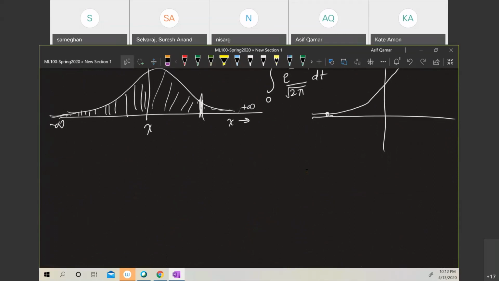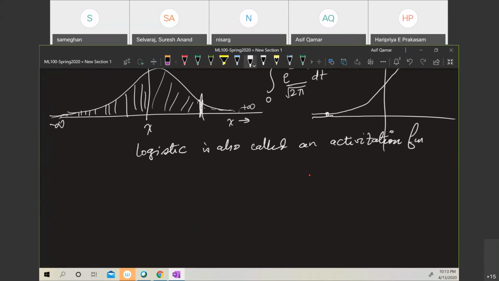So this is the logistic, with many uses. For example, in your nerves, the activation of nerve-to-nerve communication happens through a sigmoid function. The signal transduction within a nerve itself is an activation function. So sigmoids, and the logistic as an example, are also called activation functions. There are many activation functions. The logistic is one of them. And there are many uses of it.